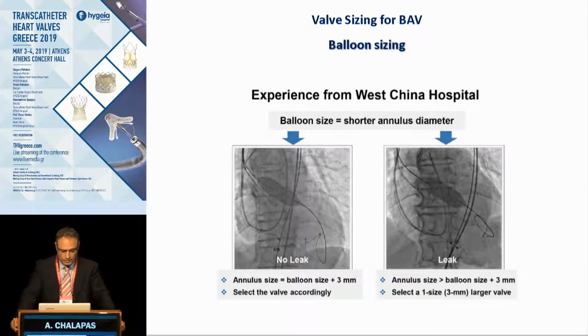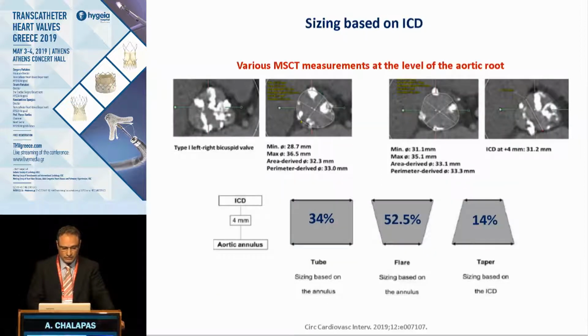According to the recent published paper, we see that using the balloon is very important for the sizing process in such cases with bicuspid valve. And here is a nice algorithm according to the experience coming from Asia. You know that Asian population are characterized by higher incidence of bicuspid valve. Another important information that we take from the CT analysis is the dimensions of the intercommissural diameter 4 millimeters above the level of the annulus.